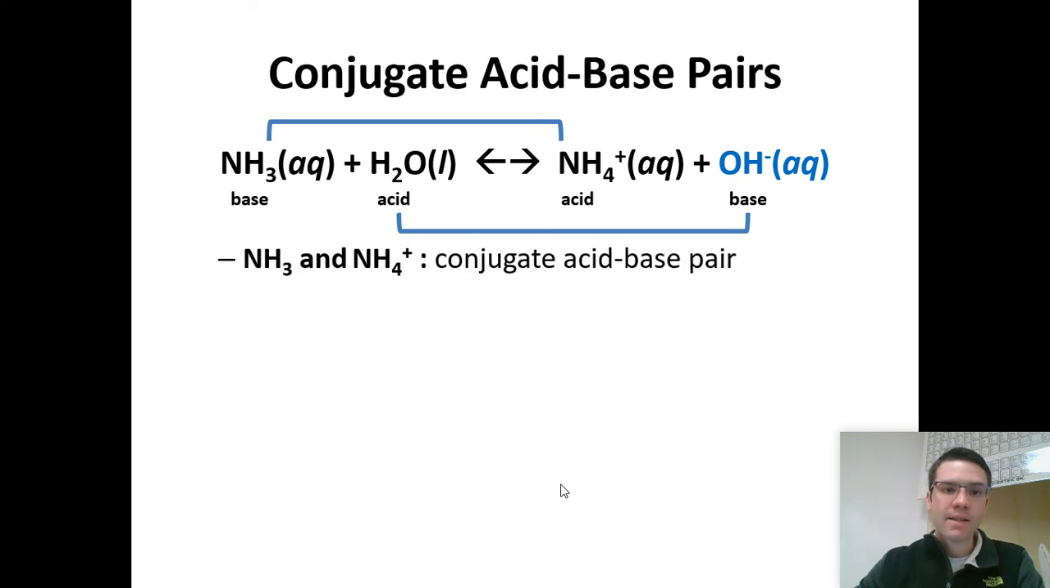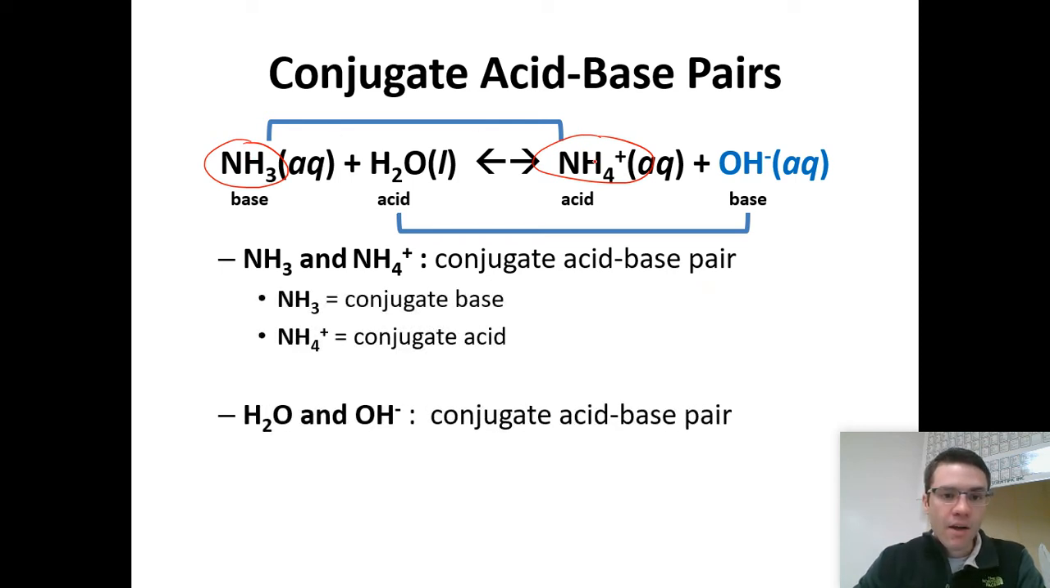So in this case, NH3 and NH4 plus, these two right here, they come from each other. The only difference between the two is one proton. We call these a conjugate acid-base pair. The base is the one that accepts the proton to turn into the acid. And then our H2O and our OH would also be a conjugate acid-base pair. The only difference between H2O and OH is one proton.